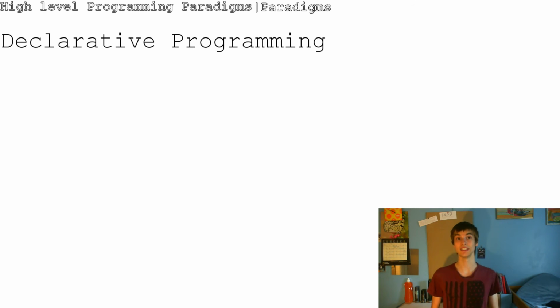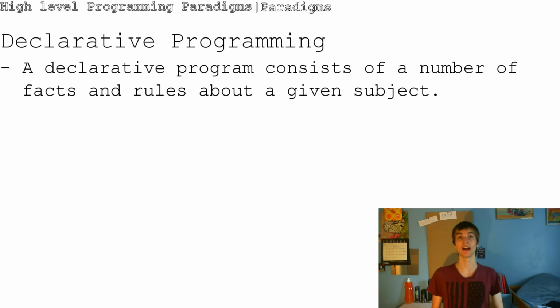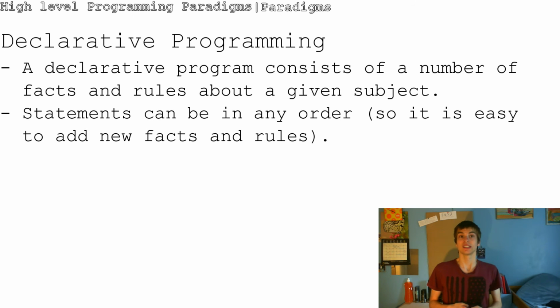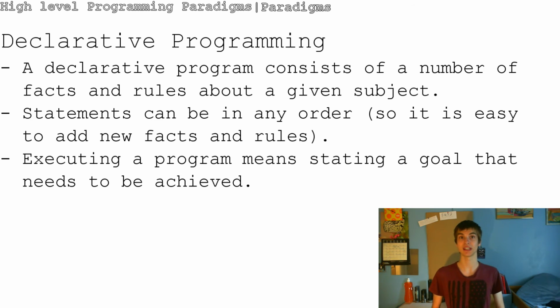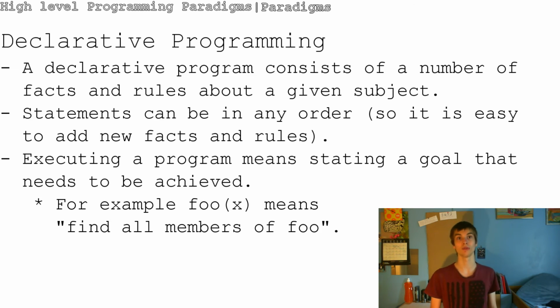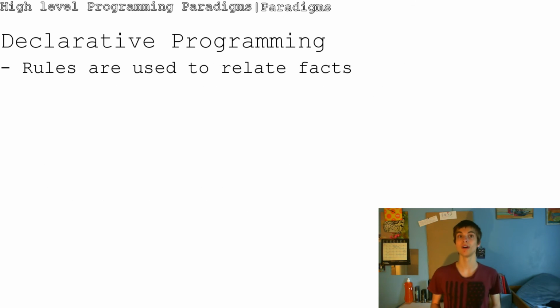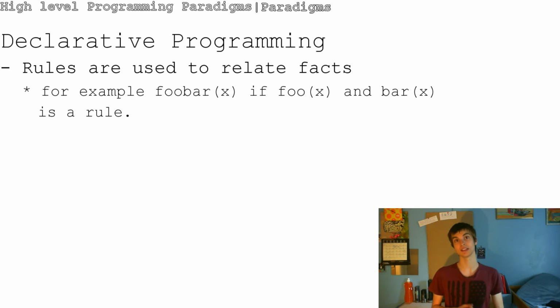So the last thing is declarative programming. A declarative program consists of a number of facts and rules about a given subject. Statements can be in any order, so it's easy to add new facts and rules. Executing a program means stating a goal that needs to be achieved. For example, foo(x) means find all members of foo. Rules are used to relate facts. For example, foobar(x) if foo(x) and bar(x) is a rule.